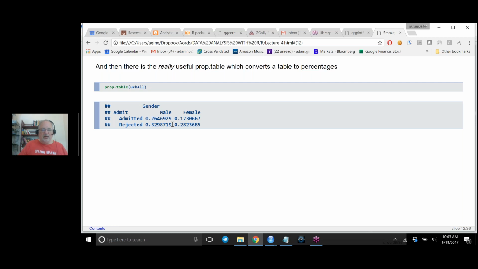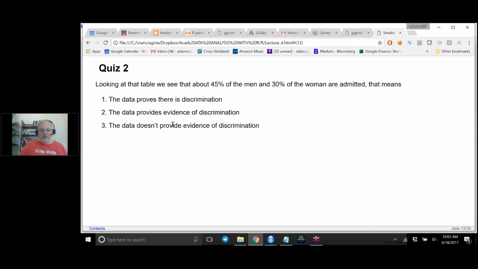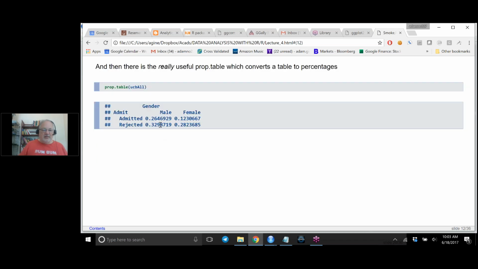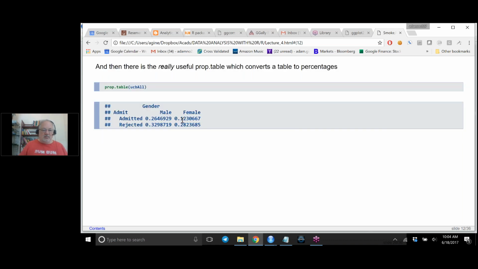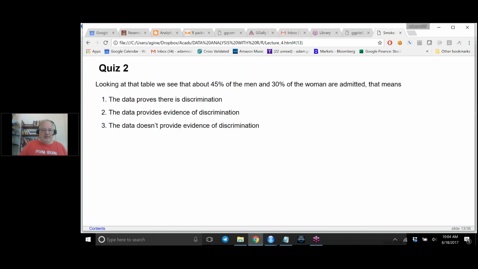And here's where don't confuse correlation with causation comes in. So looking at this table, we can see that 45% of the men and 30% of the women are admitted. I'm just telling you that 26% is about 45% of the 58 or 59% of the population that is men. And on the other hand, 0.12 plus 0.28 is 40%, and 12% is 30% of that. So in other words, the ratio is clearly different.